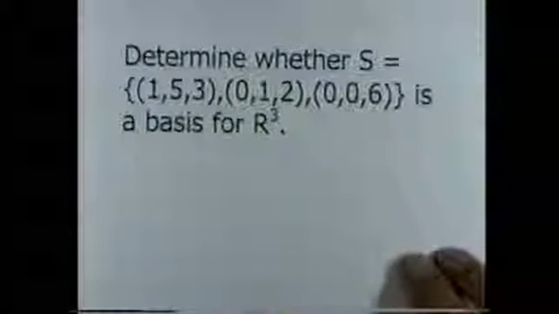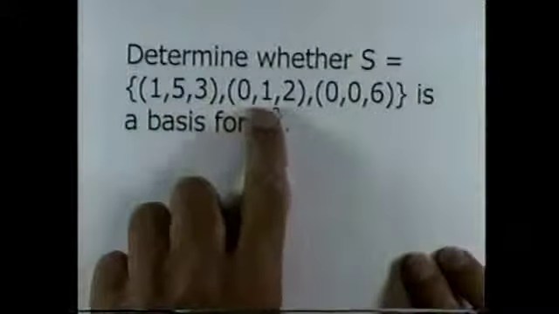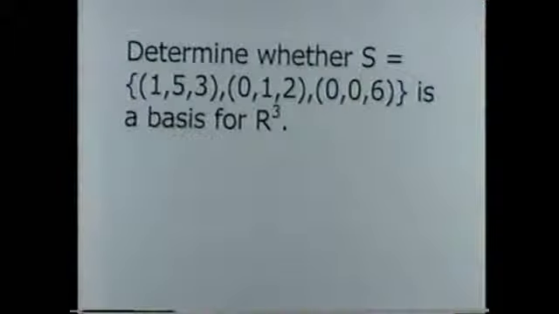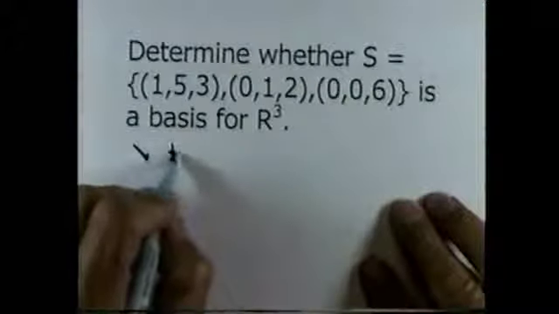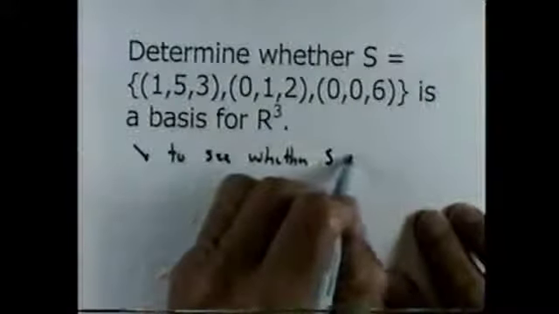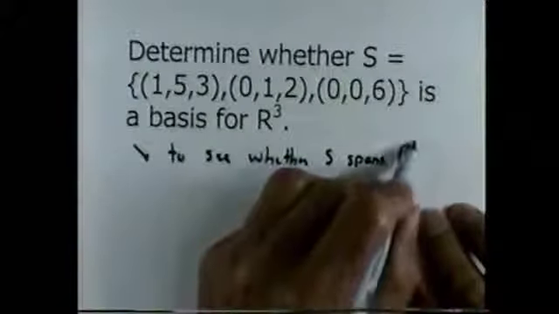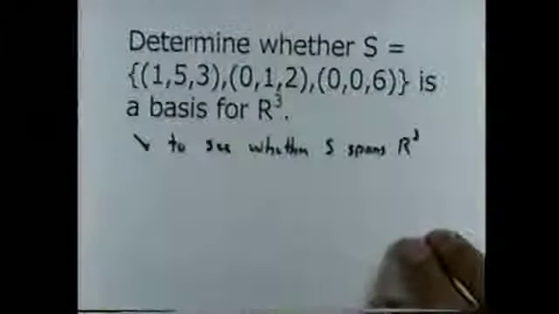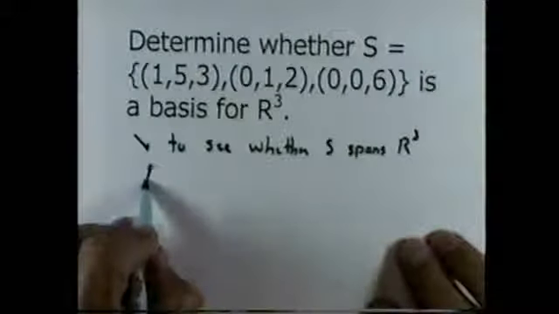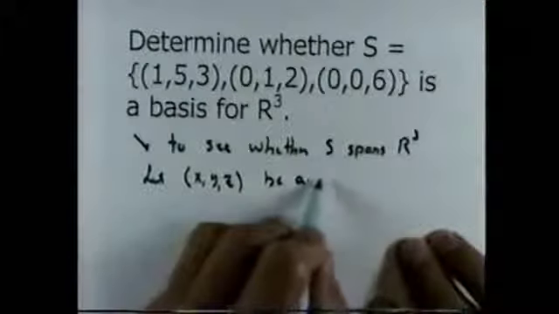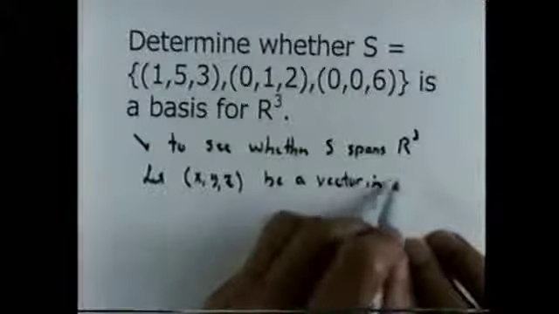Determine whether S is equal to the set of vectors (1, 5, 3), (0, 1, 2), (0, 0, 6) is a basis for R cubed. Well, let's first of all check to see whether S spans R3, 3 space. So the first is to check to see whether S spans 3 space. Let x, y, z be a vector in 3 space.